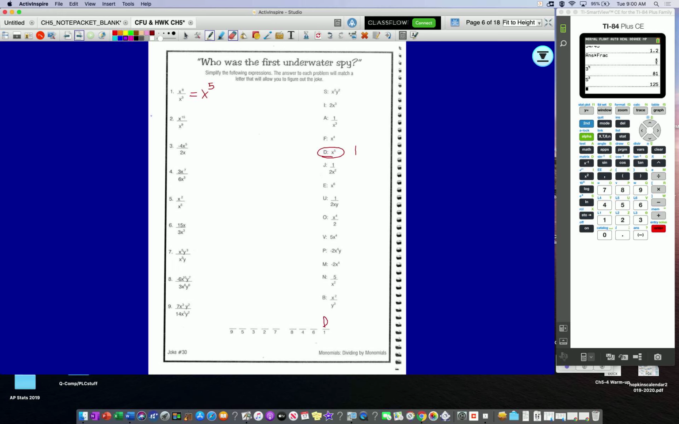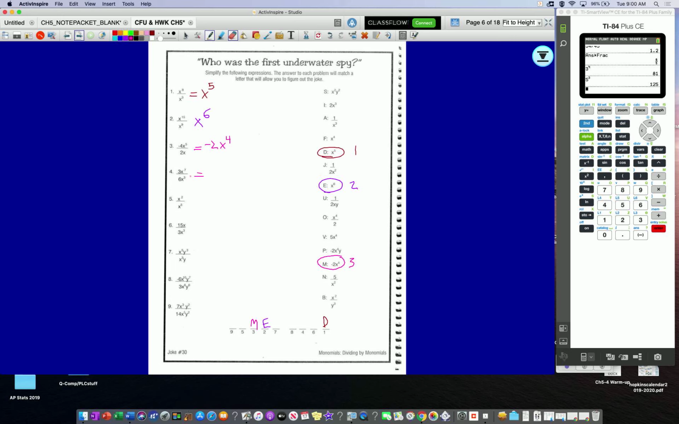All right, number 2, 15 minus 9 is 6. So x to the 6th, that was number 2. So I put an E. Whoops, helps if I put it in the right spot. All right, next one. -4 divided by 2 is -2. X to the 5th minus 1x makes x to the 4th, still in the top. So -2 x to the 4th. So that's number 3. So M goes into 3.